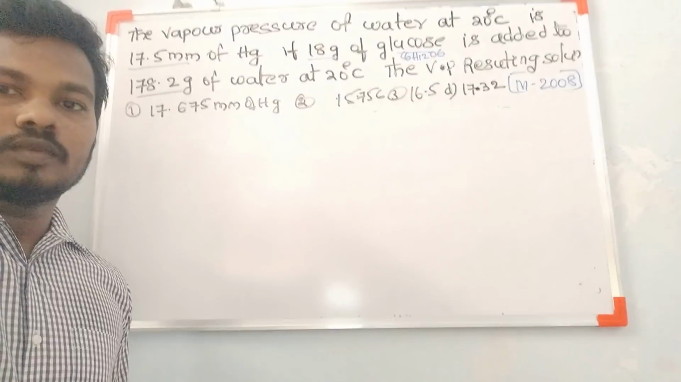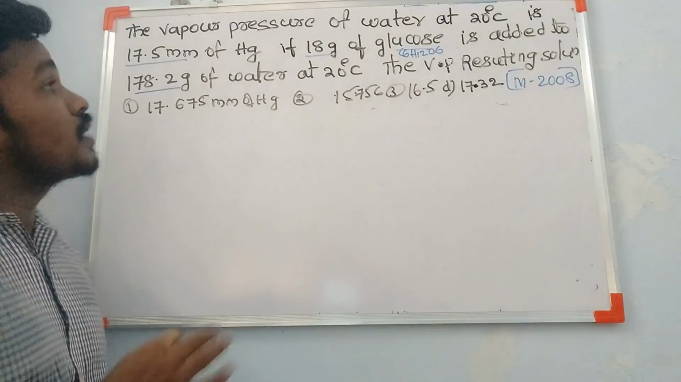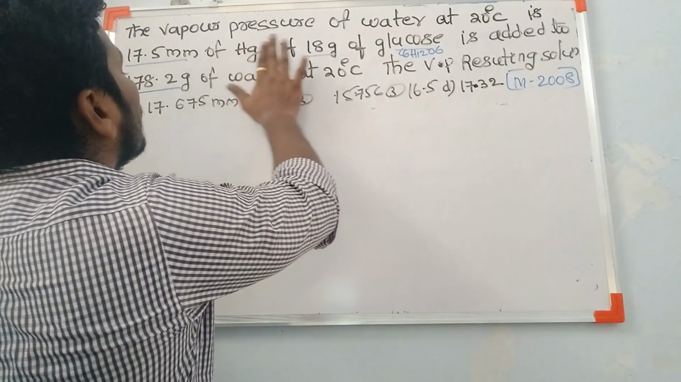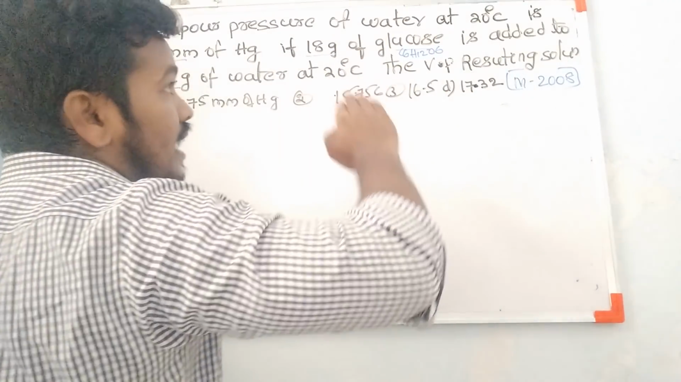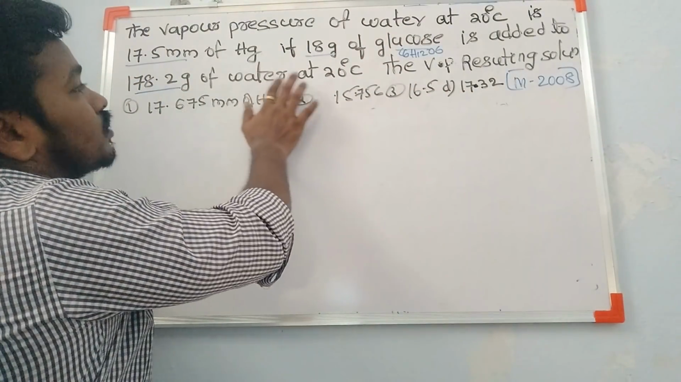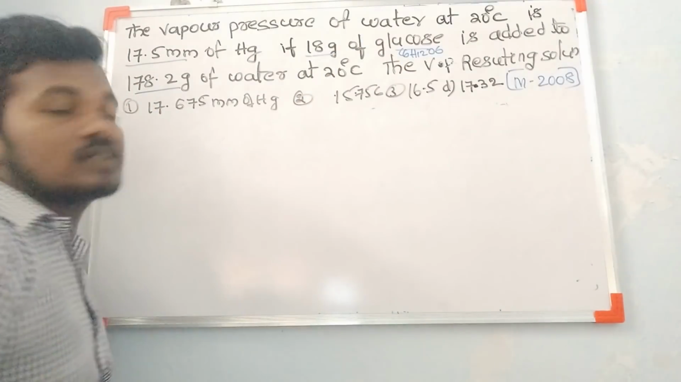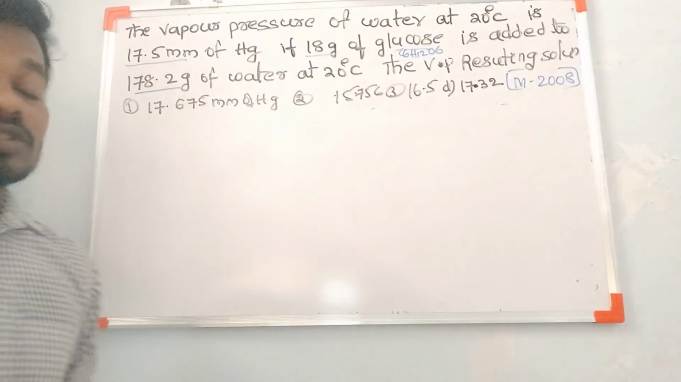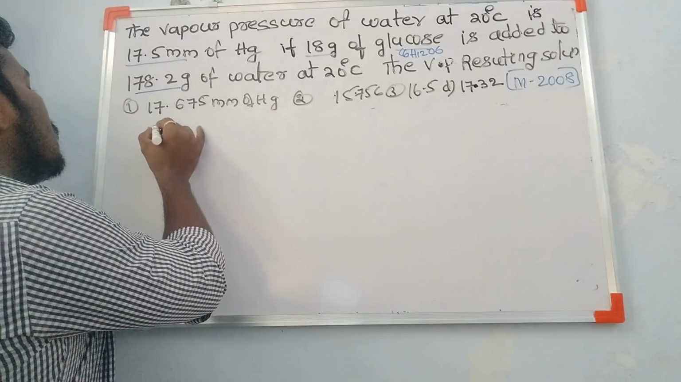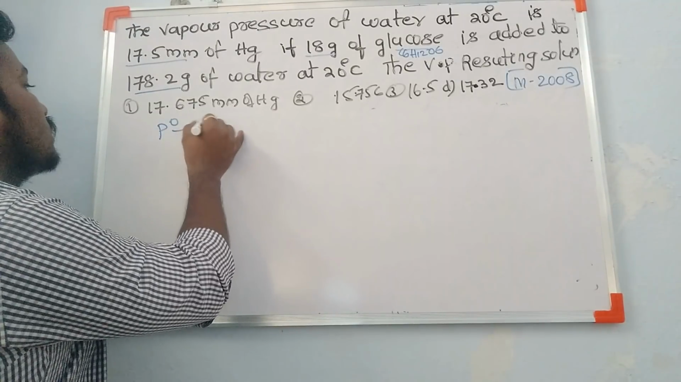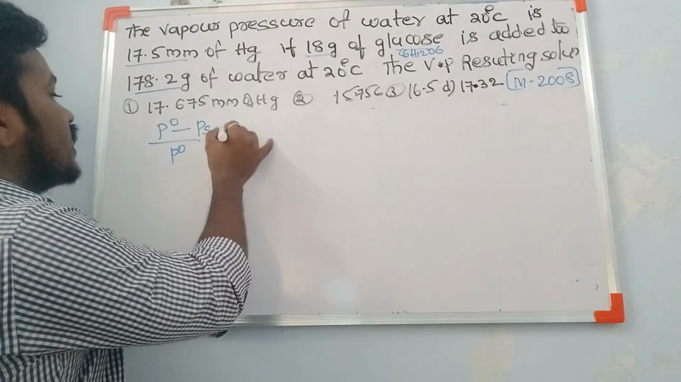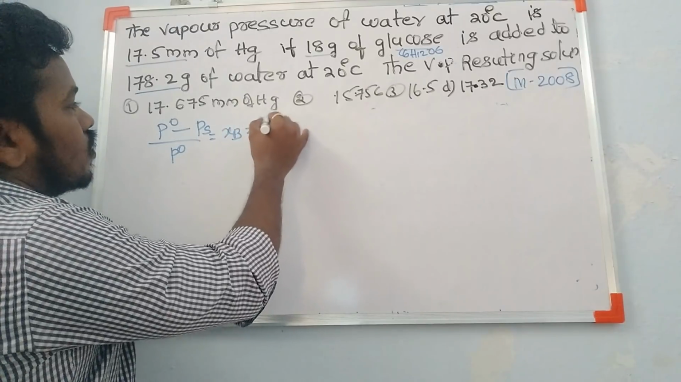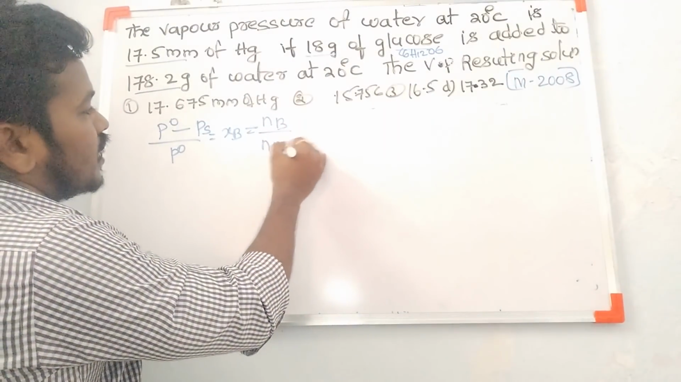So next question. See the next question. The vapor pressure of water at 20 degrees Celsius is 17.5 mm of mercury. If 18 grams of glucose is added to 178.2 grams of water at 20 degrees Celsius, what is the vapor pressure of the resulting solution? This question was asked in Mains 2008. If you want to calculate the resulting vapor pressure for a non-volatile solute, what is the formula? (P naught minus P solution) by P naught is equal to XB, and XB is equal to NB by NA plus NB.